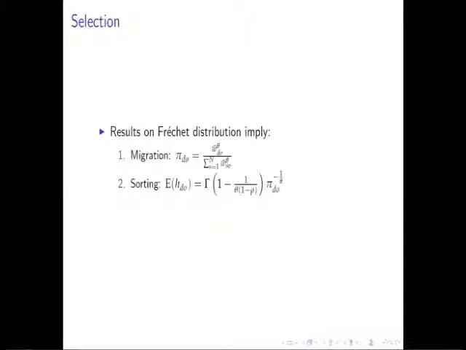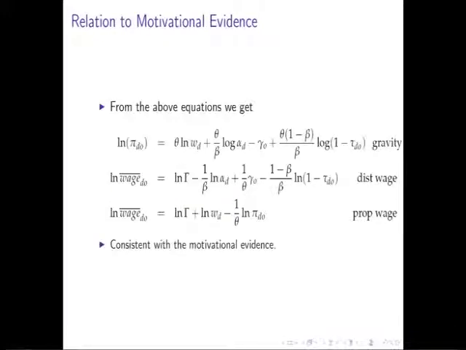Okay, so we can take these two equations, substitute them into each other, and linearize them, and you get the three facts that I showed to you earlier. You get a gravity equation, so fewer people will move longer distances. The people that do move longer distances will be paid higher wages, and the more people who move between location O and D, the lower will be the wage of people who move from O to D on average. So the model replicates the facts that we showed earlier.